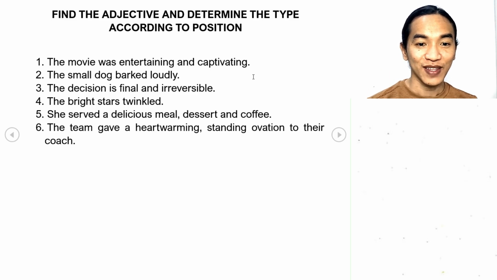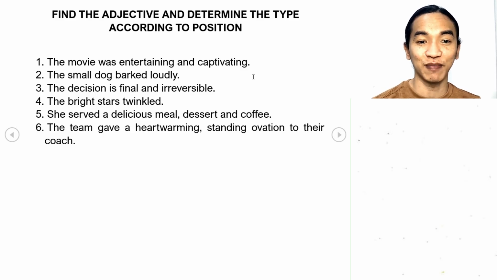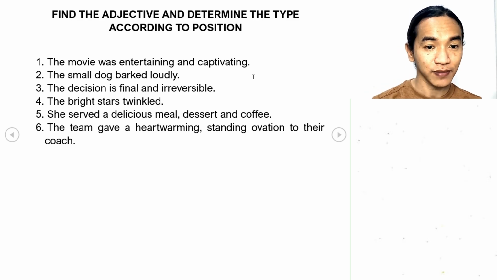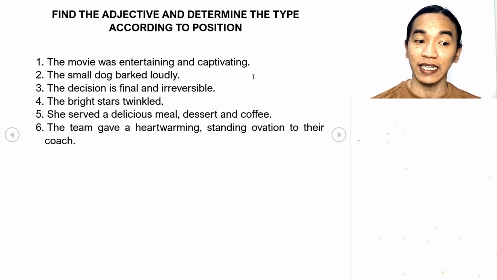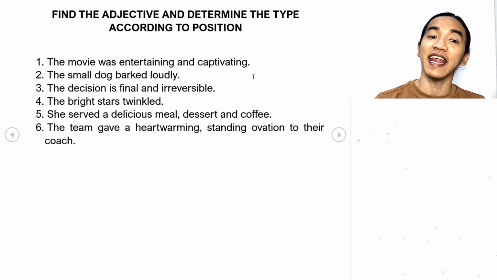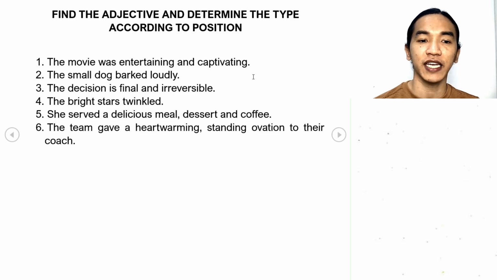Number two, the small dog barked loudly. So, what is your adjective in this sentence? So, if you answered small, then you are correct. And what type of adjective is it? This is attributive because it comes before the noun it modifies. Very good. Next, the decision is final and irreversible.